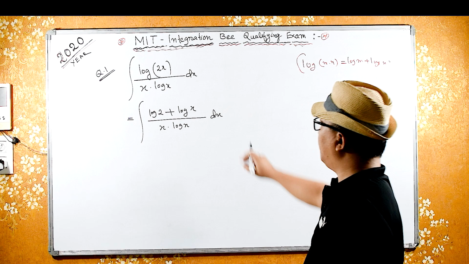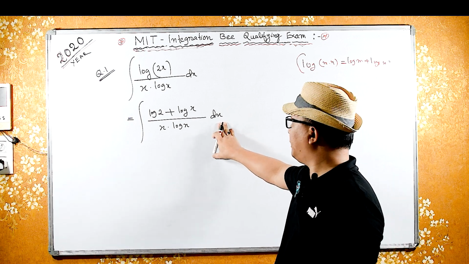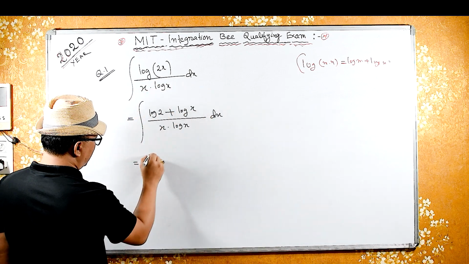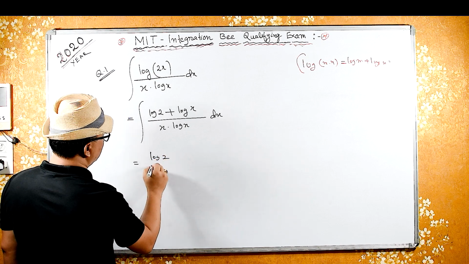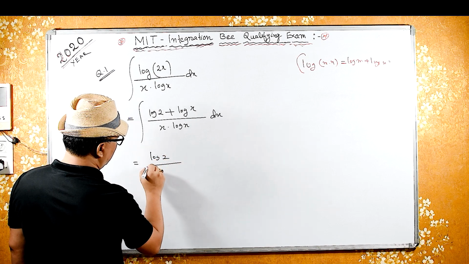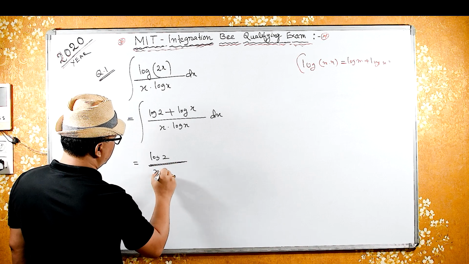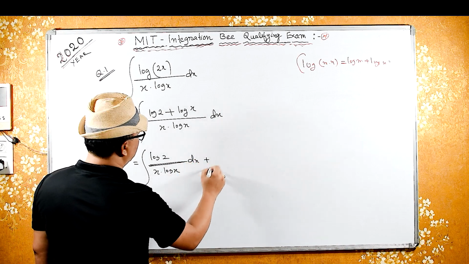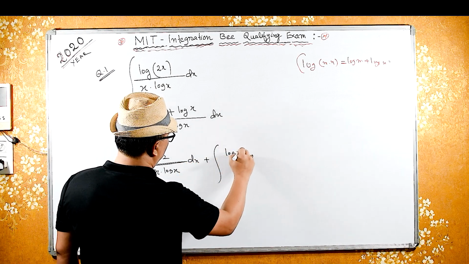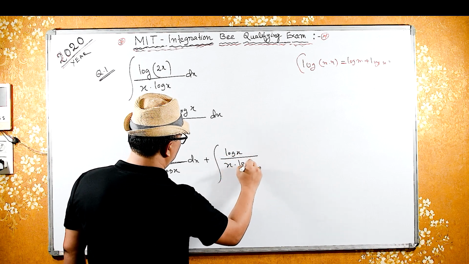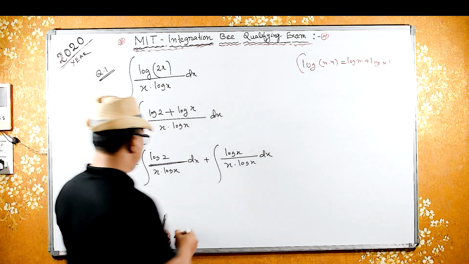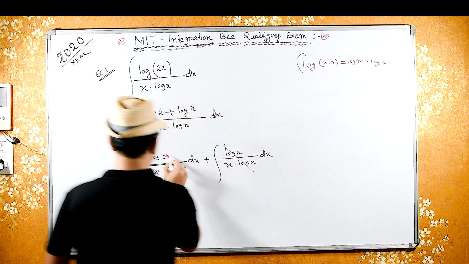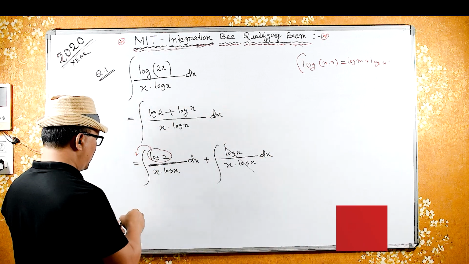Okay, be careful. Now integration is with respect to x, therefore log 2 is constant. Now let's divide, this upon this, this upon this. This is the same as log of 2 upon x into log x, integral dx, plus integral log of x upon x into log x dx. Now log x gets cancelled. Log 2 we can bring outside since it is constant.